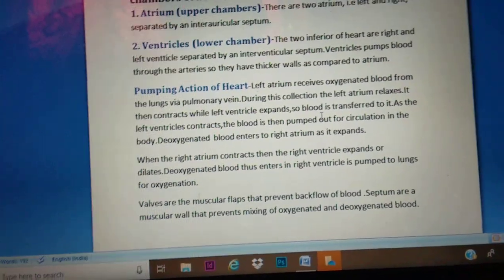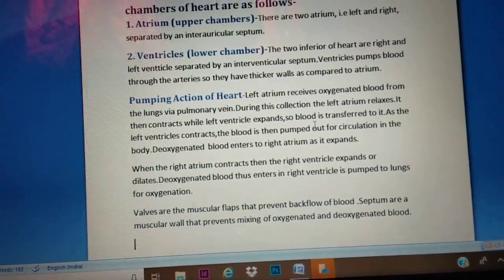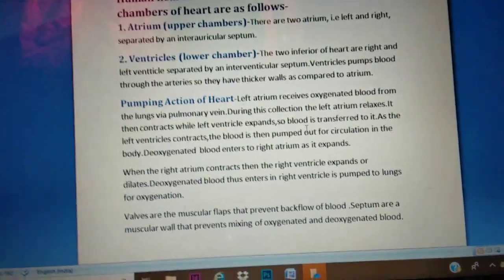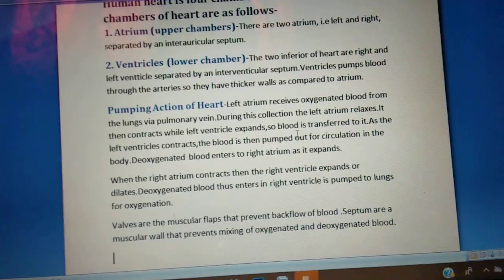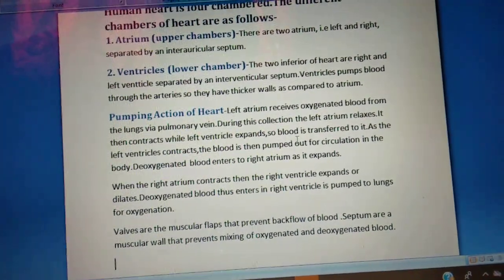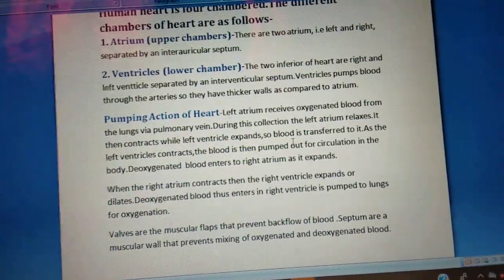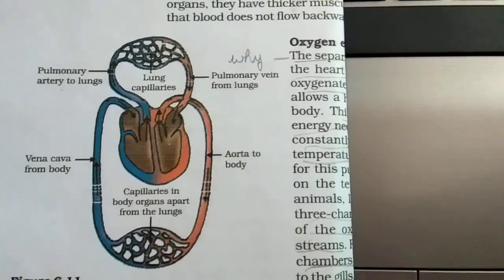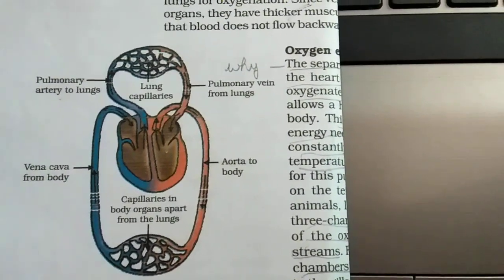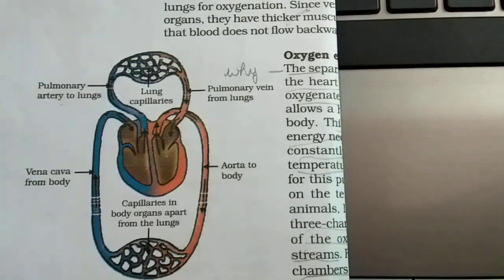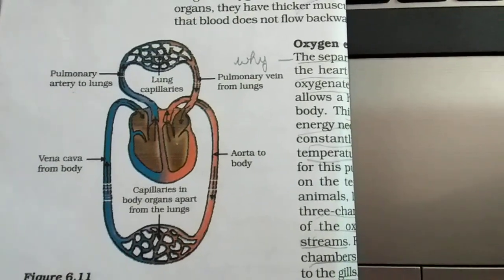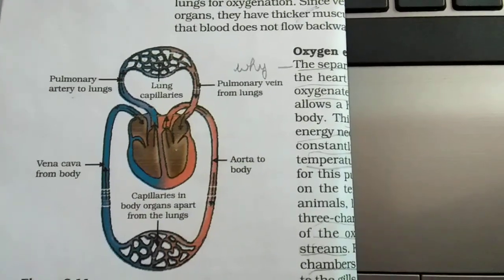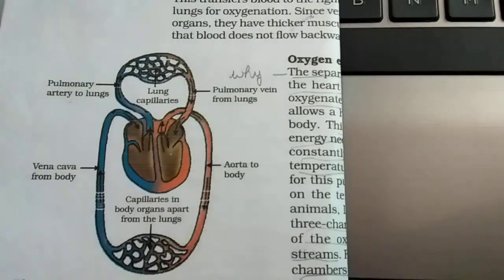Now in a similar way, the reverse thing happens in the right auricle and ventricle. How? The deoxygenated blood enters the right atrium as it expands, and from where does it enter? By the pulmonary artery. Now all the arteries carry the pure or oxygenated blood. Only the pulmonary artery carries the deoxygenated blood. When the right atrium contracts, then what will happen? The valve will open and the blood enters into the right ventricle. This blood is then pumped to the lungs for oxygenation.